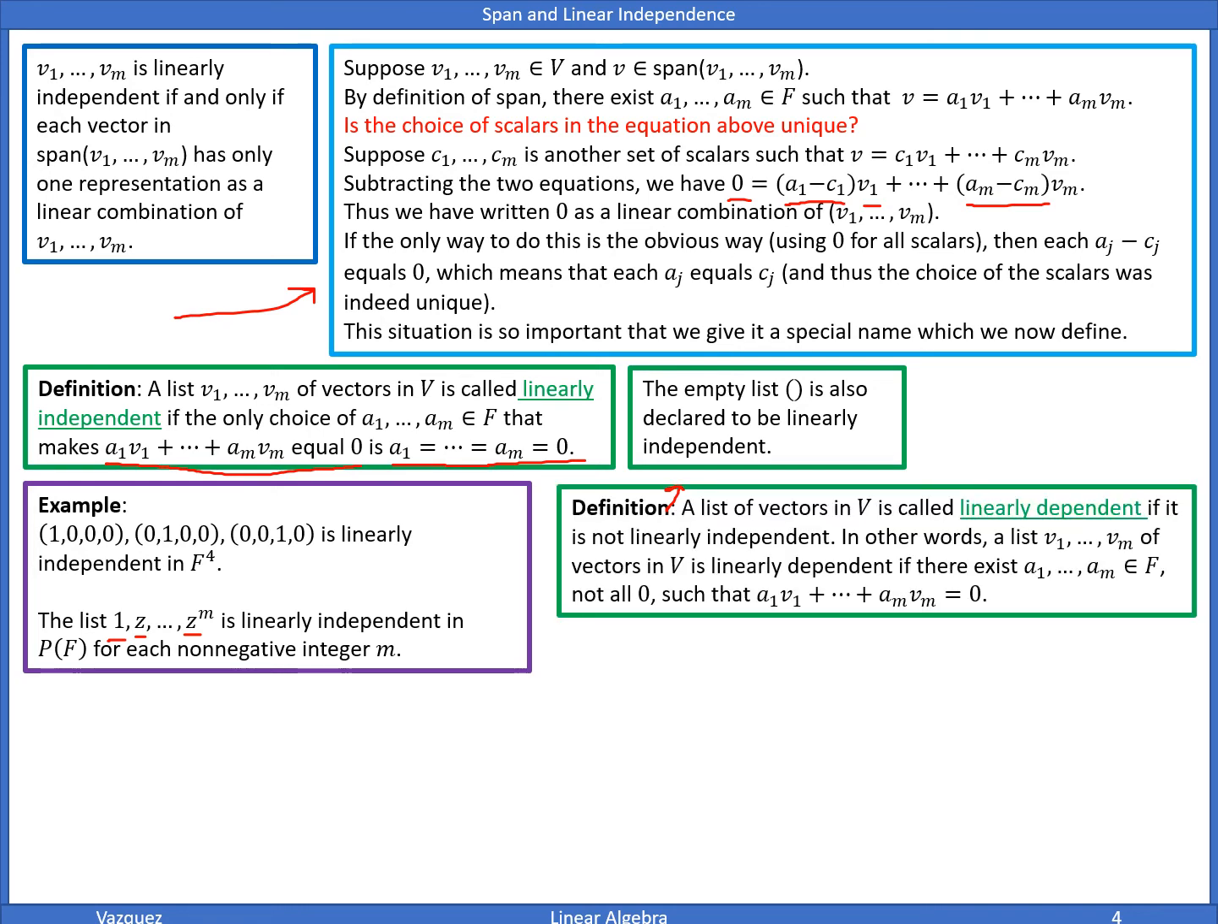But now we can state what linearly dependent means. A list of vectors in V is called linearly dependent if it is not linearly independent. So in other words, a list V1 to Vm of vectors in V is linearly dependent if there exist A1 to Am in F, not all zeros, such that this linear combination is equal to 0. Now that may be a bit hard to grasp, so we're just going to look at an example.